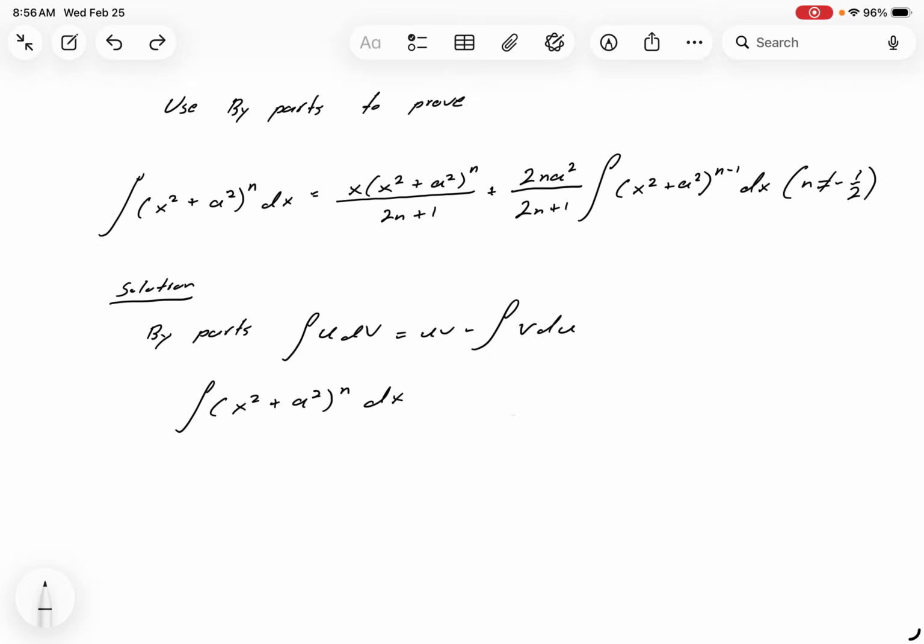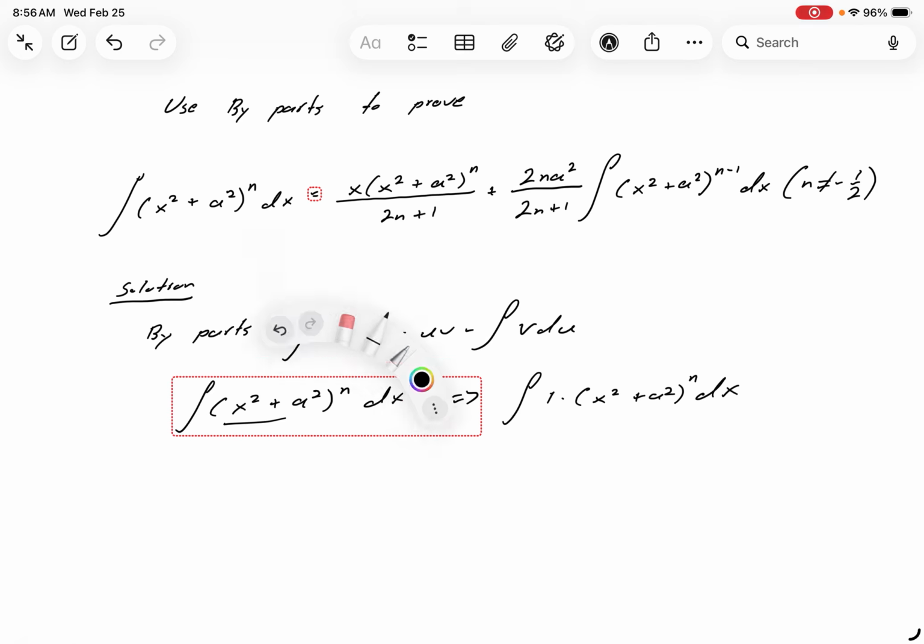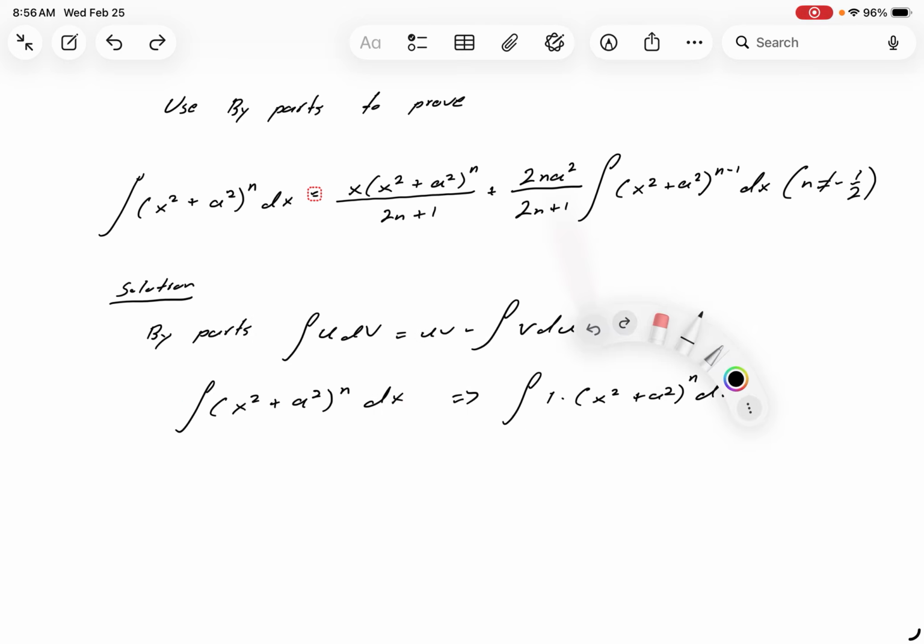Okay, so let's go ahead and rewrite this. This is a trick that you're going to see later on in solving these types of problems, but we're going to learn it right now. So rewrite it as this. This here is equal to this integral here, where we're basically just multiplying by 1. So 1 times (x squared plus a squared) to the n power dx. So you can rewrite it like that.